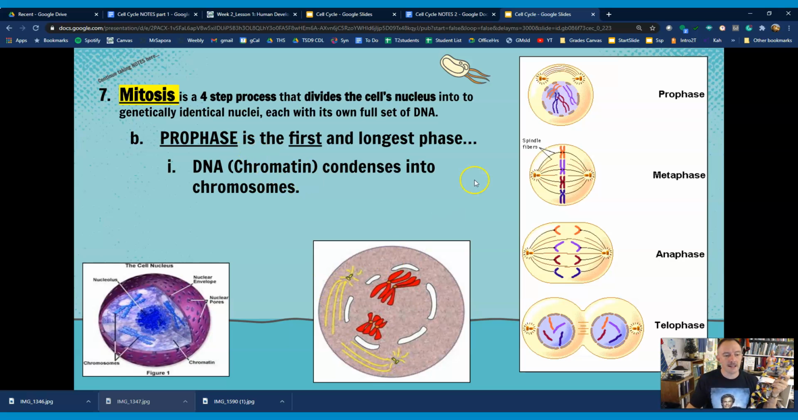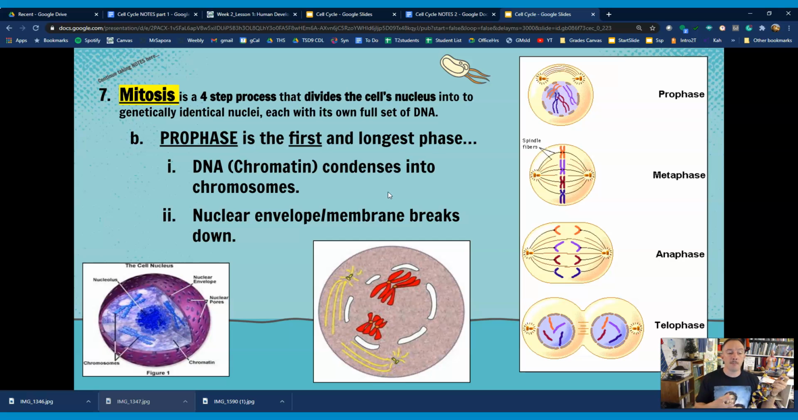So the DNA condenses into these chromosomes, and the nuclear envelope, the nuclear membrane, starts to break down. Okay? So the nucleus in there starts to break down, the covering, and you can actually see the DNA. Usually you can't see the DNA. It's covered up by the nucleus. And that's right here, prophase.